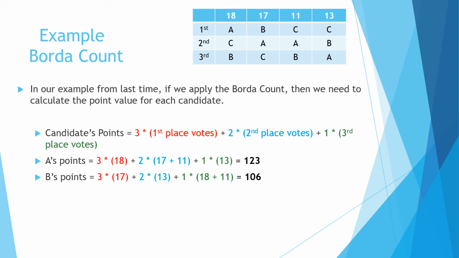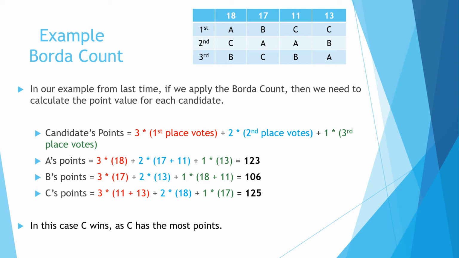B, that's 3 times 17 plus 2 times 13 plus 1 times 18 plus 11, which is 106. And again, this is just based on your first, second, and third choice. First choice, of course, gets 3 points, second choice gets 2 points, and third choice gets 1 point. And finally, for C, well, C has 2 different votes. That's 3 times 11 plus 13, plus 2 times 18, plus 1 times 17. That's 125. So C wins, because C has the most points.